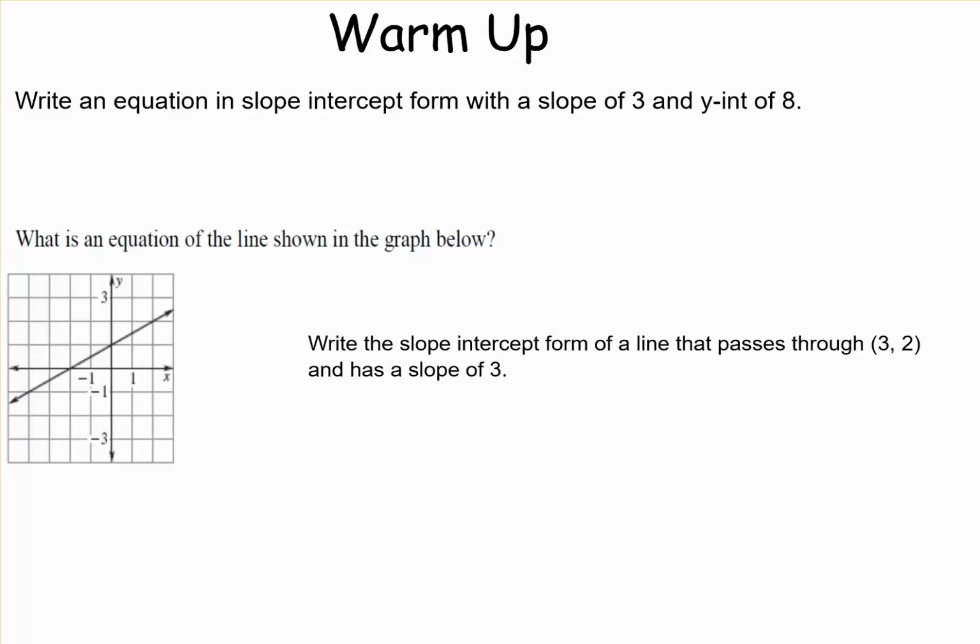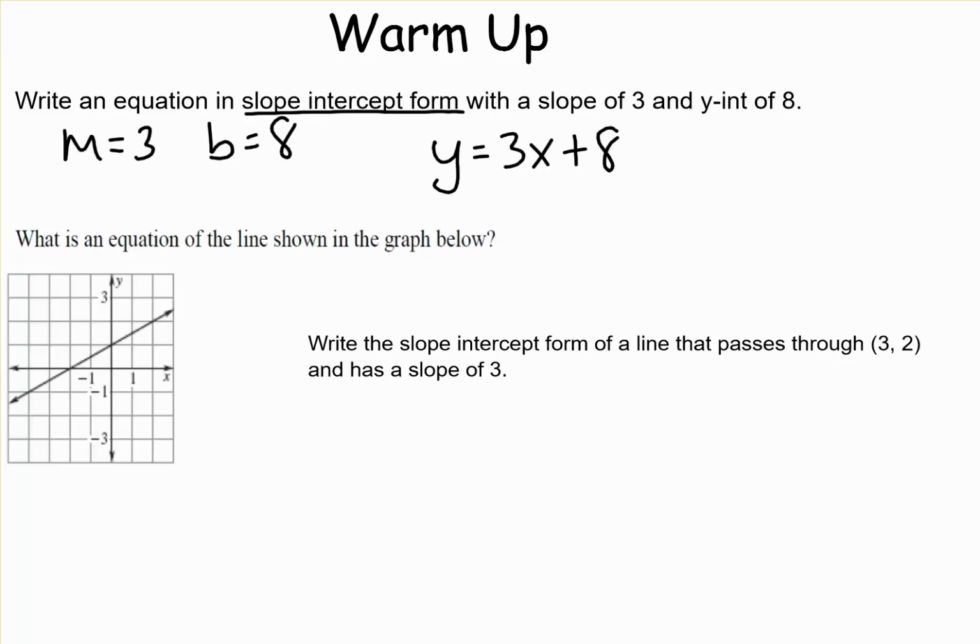This is the warm-up for lesson 36. Write an equation in slope-intercept form with a slope of 3 and a y-intercept of 8. So that means we have a slope of 3 and a y-intercept of 8. So slope-intercept form would be y equals 3x plus 8.